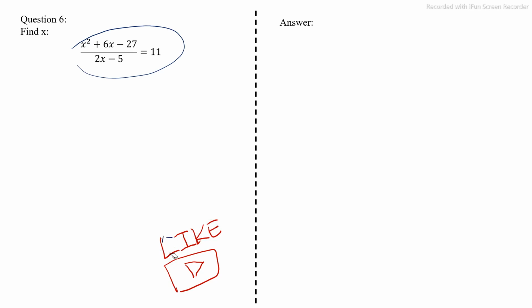So, let me just erase this thing over here. It's not erasing for some reason. So, let's just solve it without caring about this.